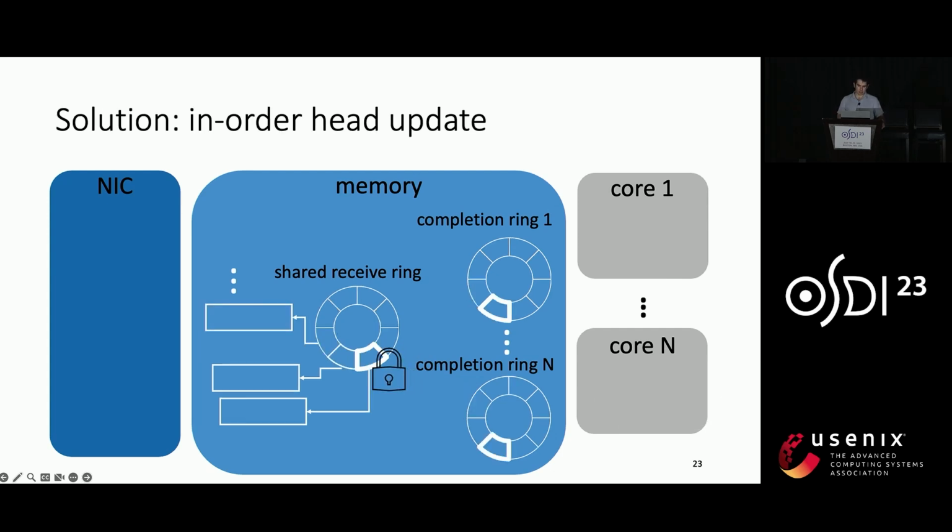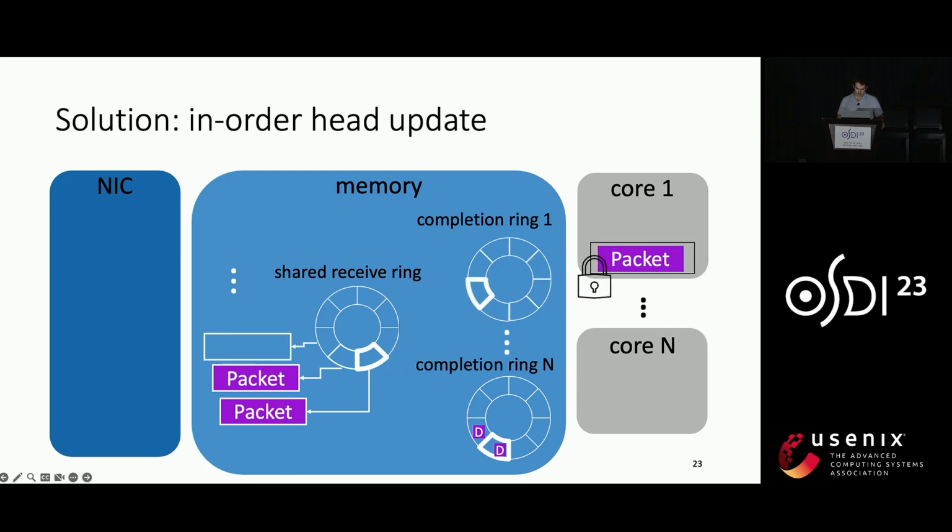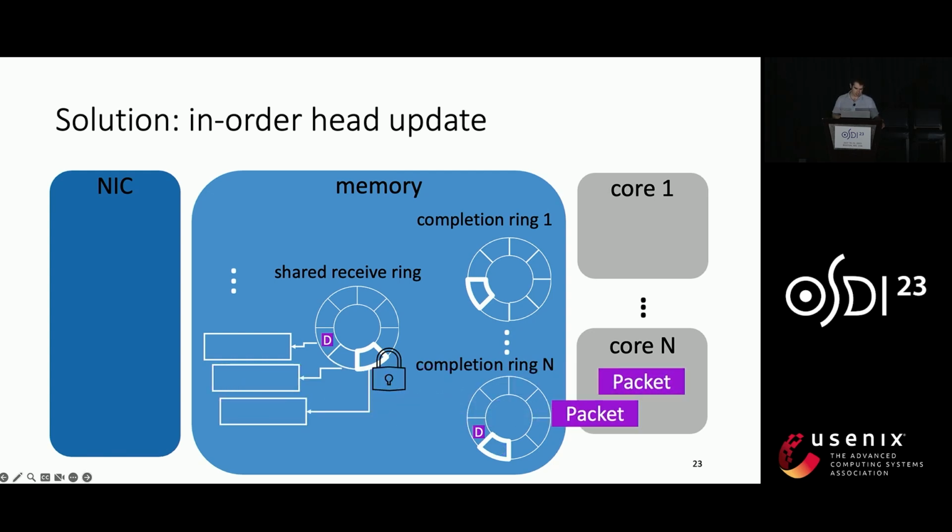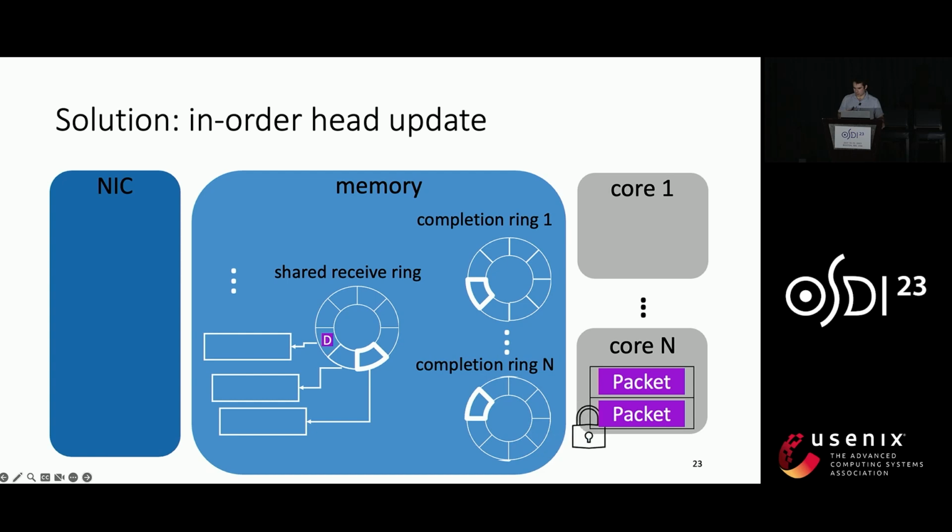So to solve this problem and make head advance correctly, we need to track processed entries in the shared ring as we show next. Following the previous example, when packets arrive from the network and core 1 makes progress while core n is busy, then core 1 will try to advance the head, which is forbidden. So instead, core 1 will mark the shared ring's entry as done and finish its packet processing. Later, core n examines its completion ring and makes progress. It will also mark the processed entries in the shared ring as done.